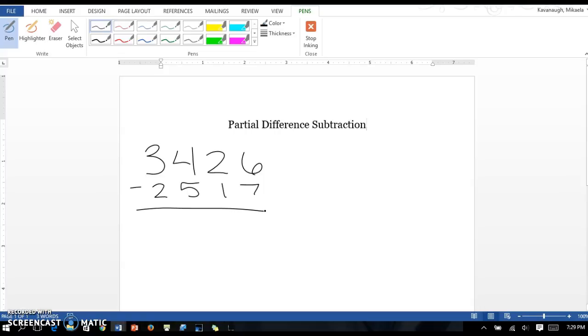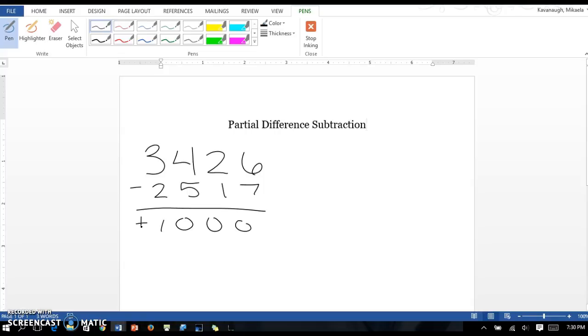But in this way, we're going to focus on place value, so we're actually going to start on the left. What's important to remember is that if the number on top is bigger, it's going to be positive, and if the number on the bottom is bigger, it'll be negative. So we're first just going to forget the numbers after the 3 and 2, so it's just going to be 3,000 and 2,000. So 3,000 minus 2,000 is 1,000, and it's going to be positive because our bigger number was on top.